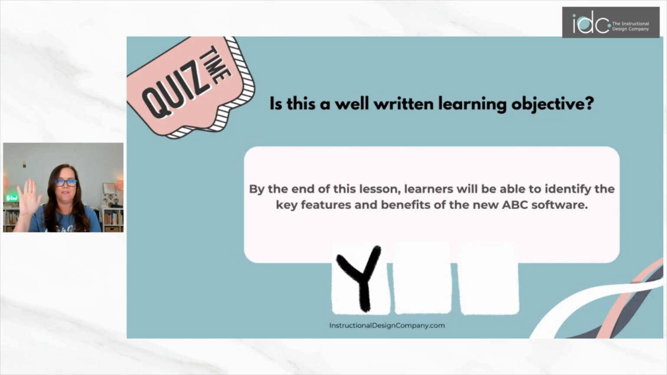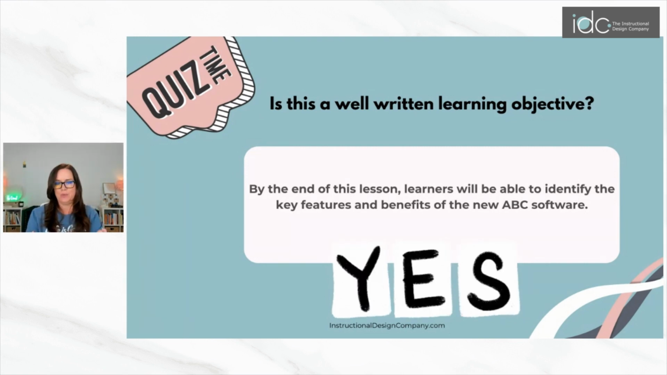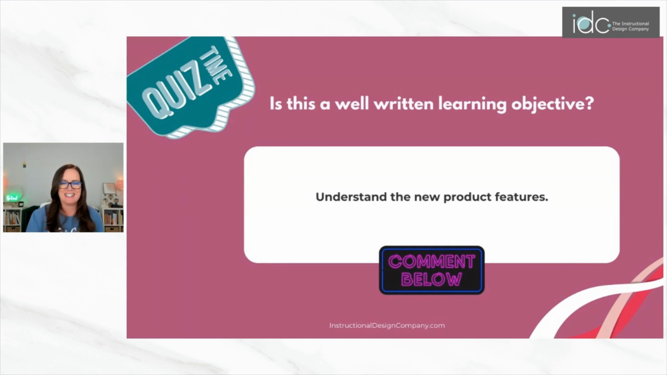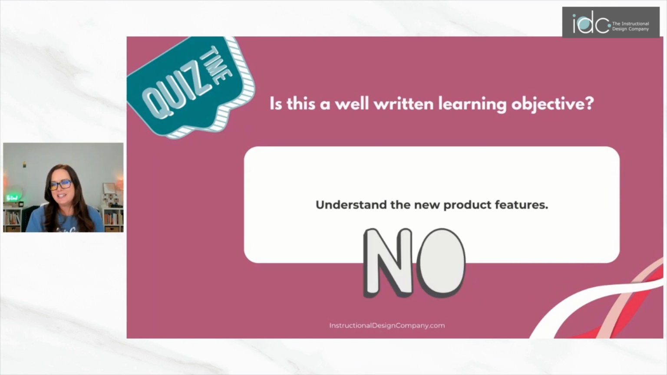At minimum, I have to have a present tense action verb and the what that I want them to do. So is this a well-written learning objective? Understand the new product features. This is not a great objective because it's vague, it lacks clarity. It says new product features, but we're not getting anything specific. There are no additional criteria, even though those additional criteria aren't required. But we're starting with that really low level verb that is hard for us to assess, right?